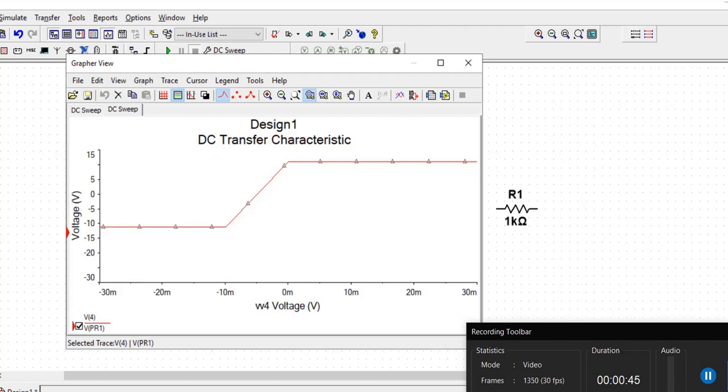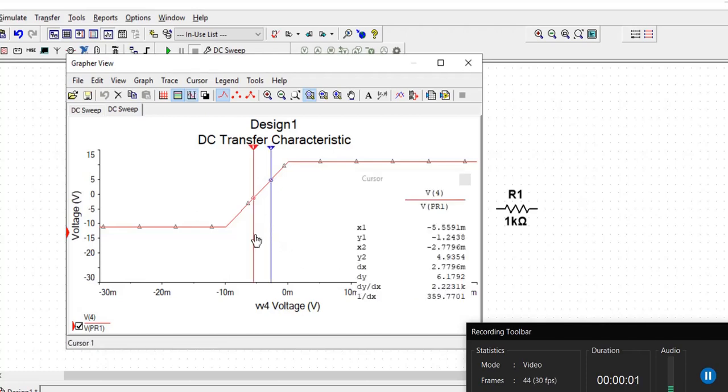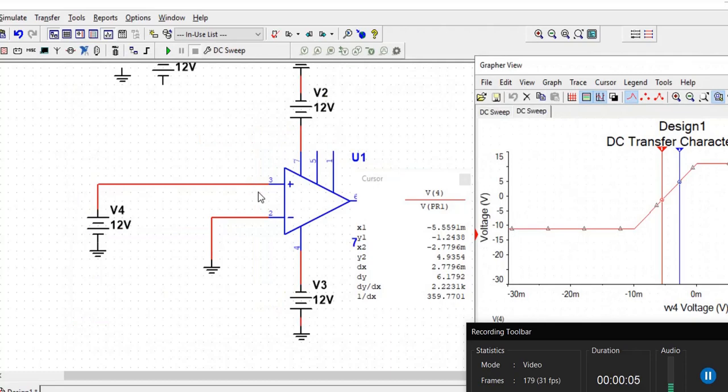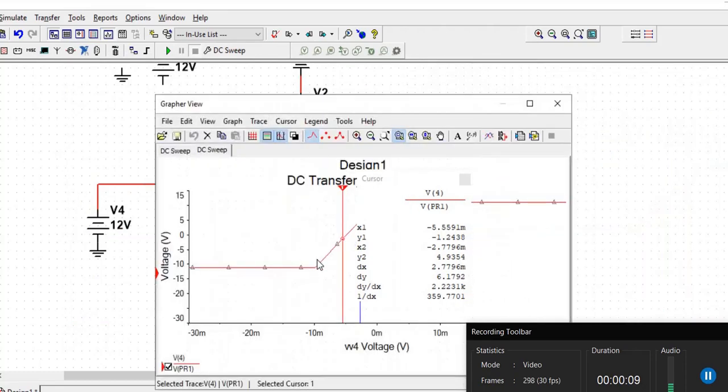So in a very small region around 0 volts, the operational amplifier is acting like a very high gain linear amplifier. I can use the cursors to check the slope, and it is showing me dy by dx, which is the slope of that line, is about 2.22k, which is 2223. So that's a very large gain. Also, note that the slope is positive. That is why the input at pin number 3 is called non-inverting input, because the slope is actually positive, it's not inverting.